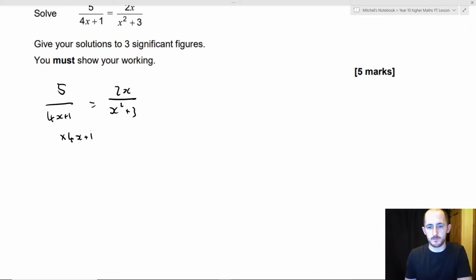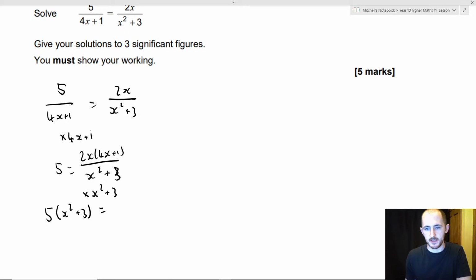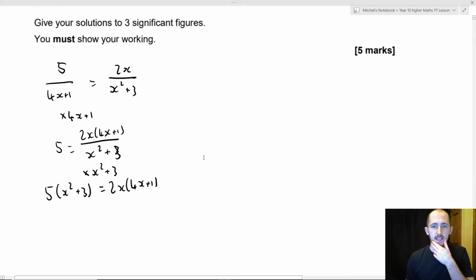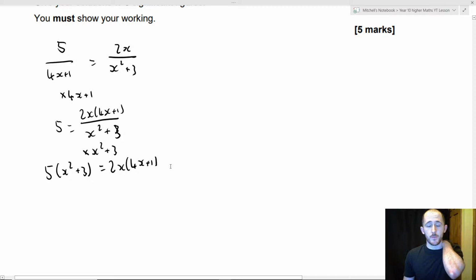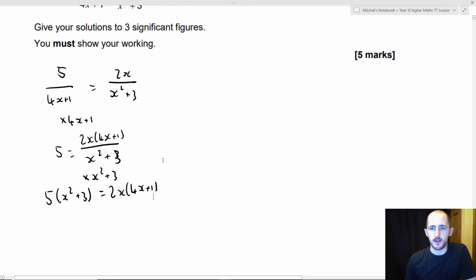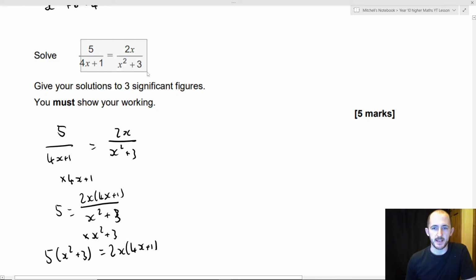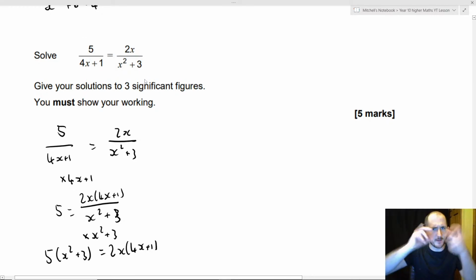And then again, I still have a fraction, so I'll times that by its denominator. So then I have 5, x squared plus 3 equals 2x, 4x plus 1. And now that's just a quadratic equation, which you guys have solved a million times. But a lot of students looked at this and panicked. They tried to flip the fractions, they tried to do all sorts of weird things. Think of the basics.